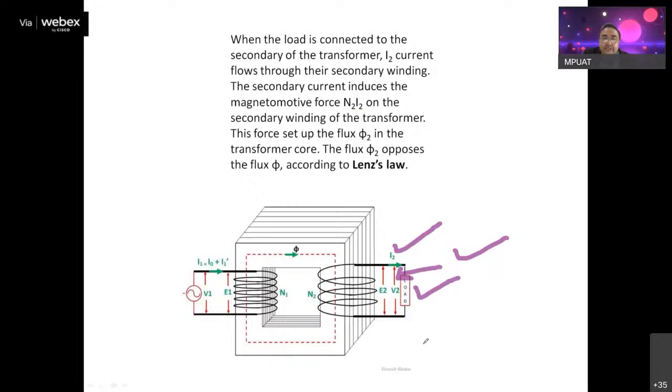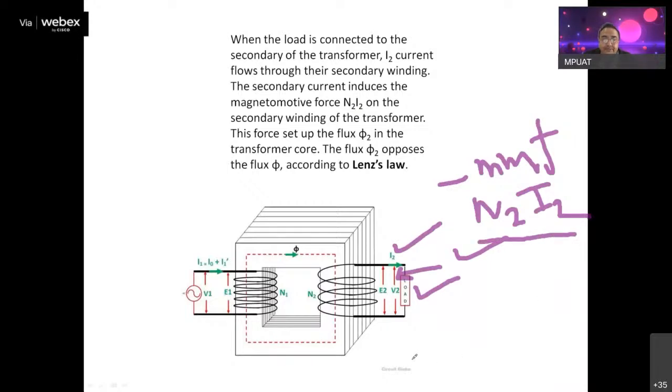So when it flows in the secondary winding, it will also produce an MMF. And what will be the value of this MMF? The value will be equal to N2I2, because the number of turns on the secondary is N2, and MMF is defined as the number of turns times the current flowing through that winding. The current flowing is I2, the secondary current. So the MMF magnitude will be N2I2. Clear? Previously an MMF was there because of the primary winding, and now there is another MMF because of the secondary winding.